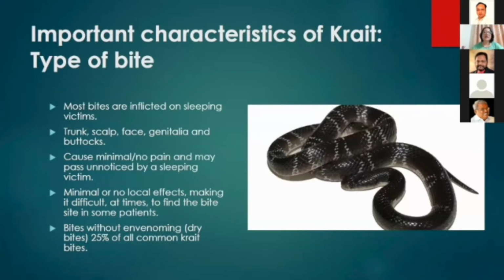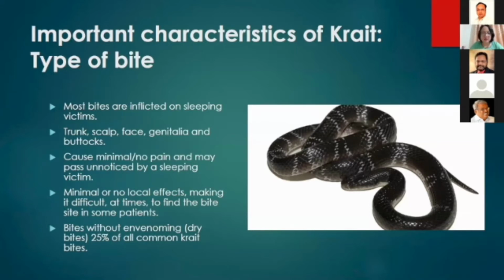And regarding the important characteristics of the Krait, we all know the type of bites. Most bites are inflicted on sleeping victims. Could be anywhere from the trunk, scalp, face, genitalia, buttocks. This may cause minimal or even no pain at all, and may pass unnoticed by the sleeping victim, with minimal or no effects. So it becomes very difficult at times to find the bites, and in some cases we do not find any bites in these kinds of patients.